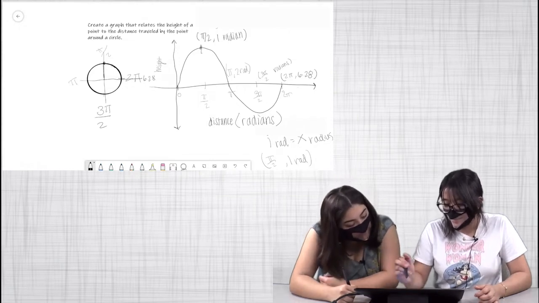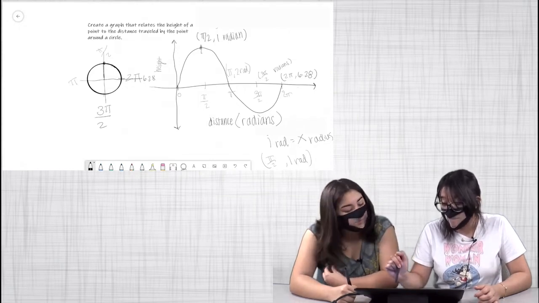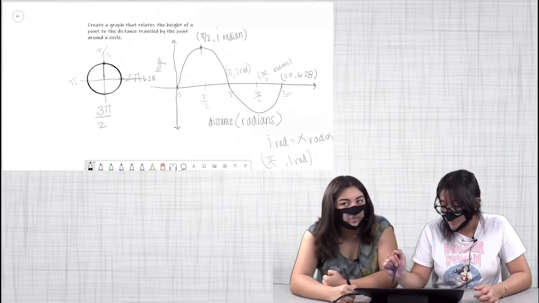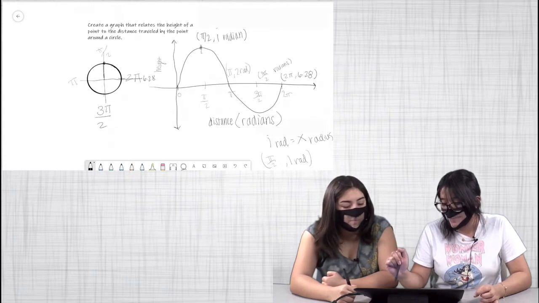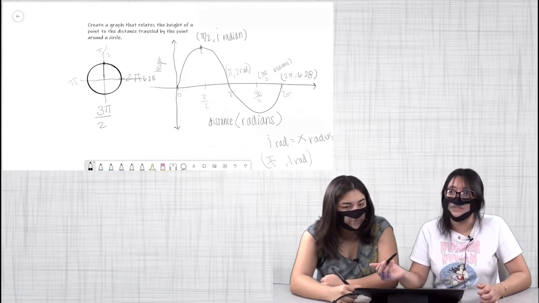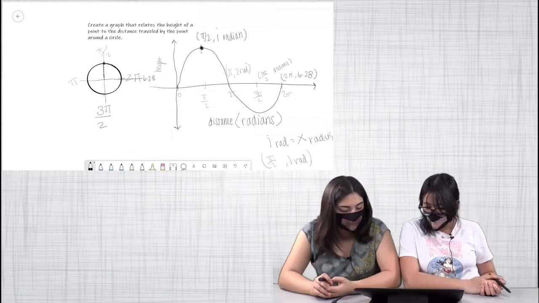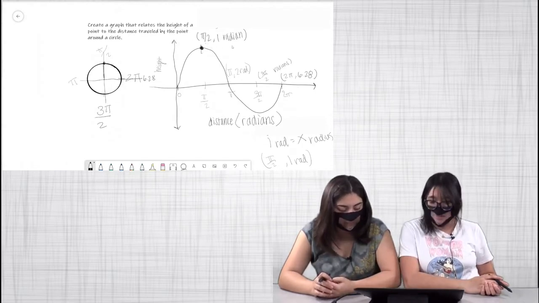Okay. And with 6.28, what is that measuring? The total radians in the circle. Okay. And we're saying that our x and y values, so our distance and our height, are equal to each other. Okay. So we have this point labeled pi over 2, comma 1 radian. Yes. And we're thinking maybe this is wrong. Correct. What did the x coordinate represent?